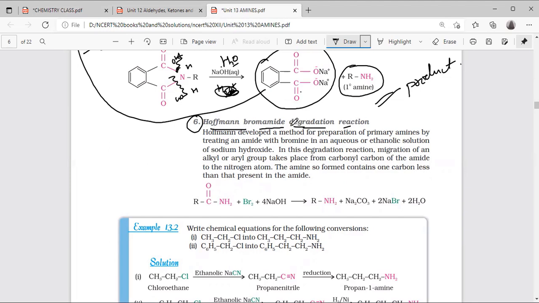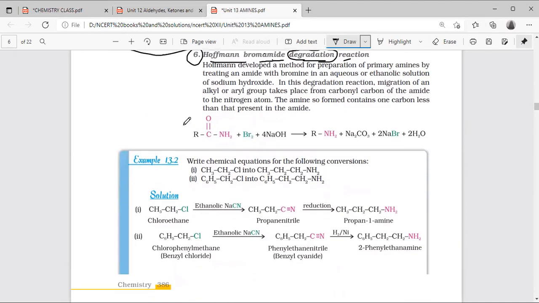Degradation means decreasing. Hoffmann is a scientist's name. In the name itself, bromine is there, and a decreasing word is there. This much information is here. What we are doing here is preparing amine from amide. Amide to amine. What is the change here? Just we are removing this CO.